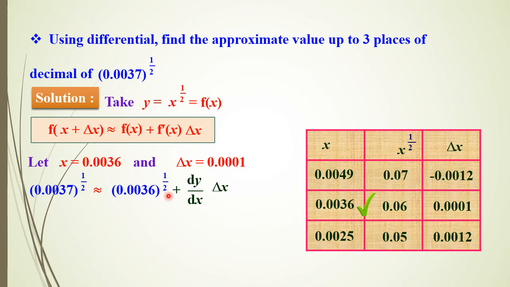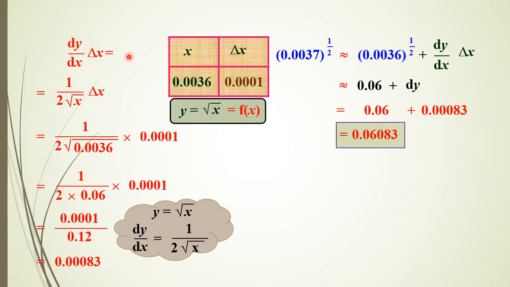Now come back with the term f of x, in the sense y term, it is x to the power 1 by 2, x in the sense 0.0036 whole raised to 1 by 2. Next, dy by dx into delta x, we need to find out its value. Its value we have determined here.